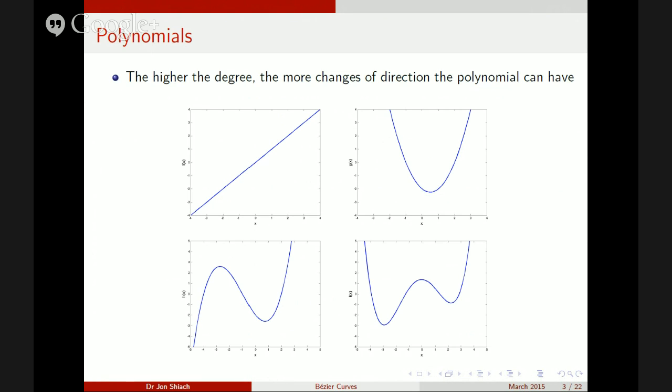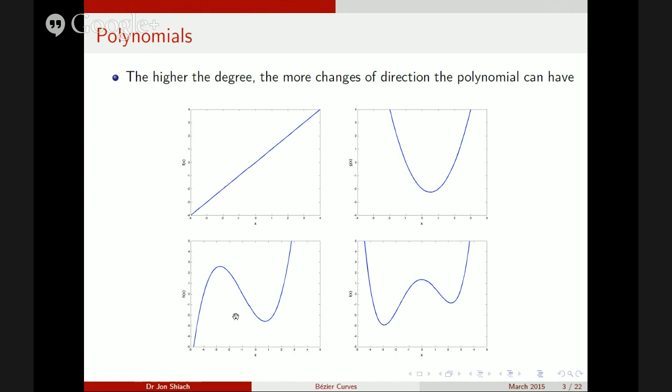An important property of polynomial functions is the higher the degree, the more changes of direction the graph of your polynomial can have. So we all know a linear polynomial doesn't change direction. The gradient or the slope is constant for all values of X. A quadratic is the shape of a cup or a cap, depending on the sign of the X squared term. So that has one change of direction. It's got a negative gradient here, goes through 0 gradient, and then we have a positive gradient here. So that's changed direction once.